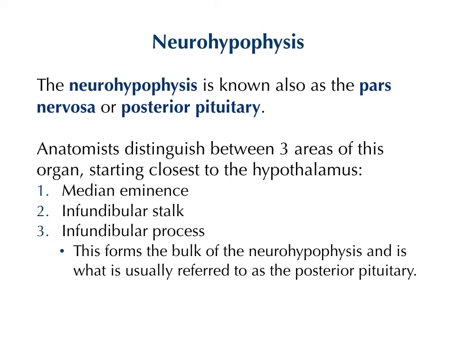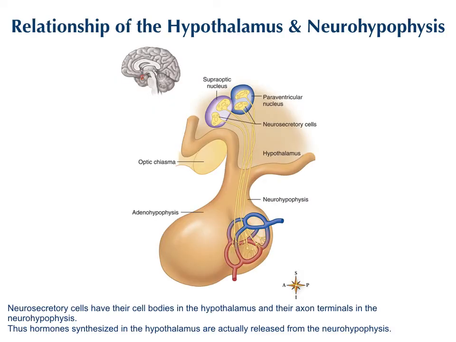We spent most of our time talking about the adenohypophysis. Let's talk a little bit about the neurohypophysis. The neurohypophysis is also known as the pars nervosa, or simply the posterior pituitary. So much easier to say, I keep tripping it up. Anatomists distinguish between three areas of this organ, starting with the closest to the hypothalamus, which is the median eminence. And then there is the infundibular stalk and the infundibular process, which forms the bulk of the posterior pituitary that we're always talking about. So let's look at a picture here.